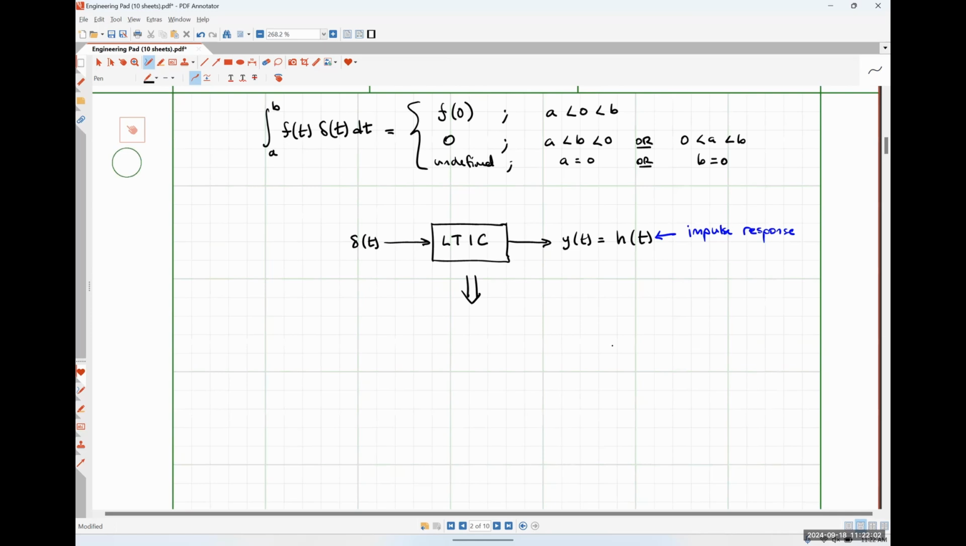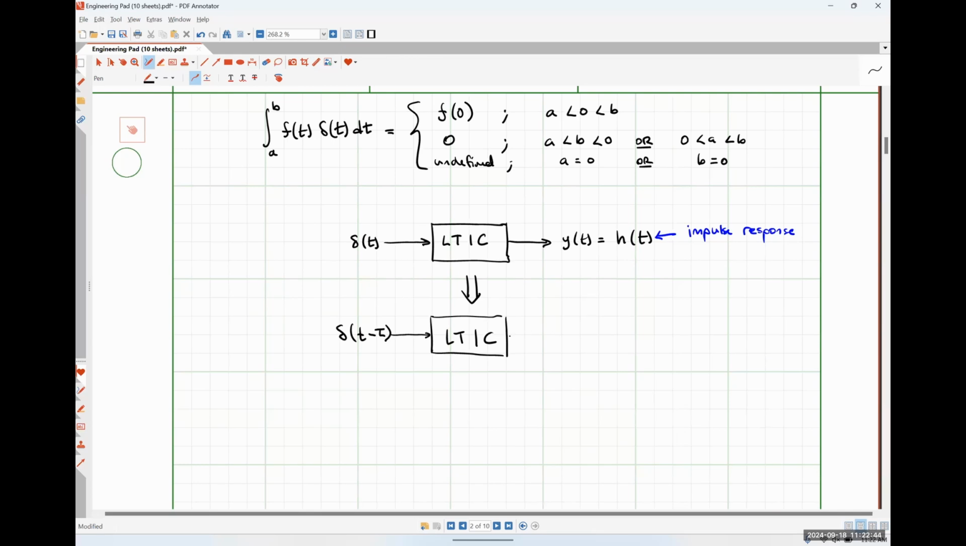If I take that exact same LTIC system and I apply a time-shifted impulse function, where I'm shifting it by some arbitrary amount tau. So tau is just some amount of time, but I don't know what that amount of time is because it's a variable. Okay, so it could be 1 second, it could be 5 seconds. It's a parameter of what we're looking at.